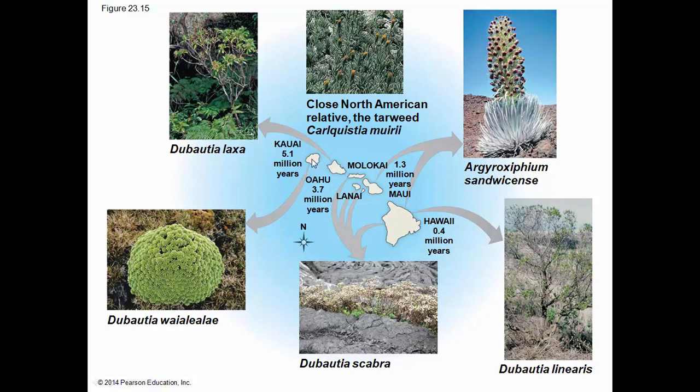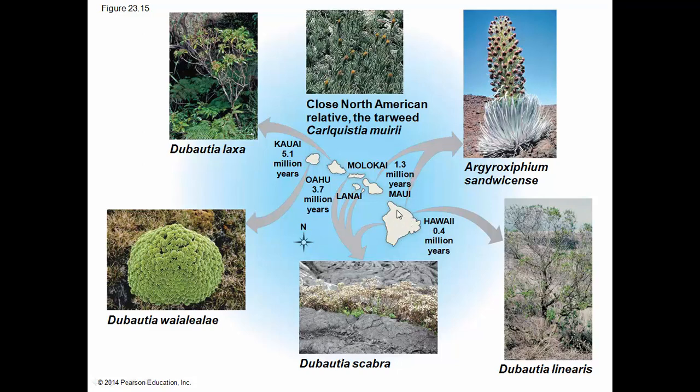So Dubautia waialealae is affiliated with Kauai Island, one of the furthest out islands, and then Dubautia laxa is affiliated with Molokai, and Dubautia scabra is more common in the other islands, and Dubautia linearis is affiliated with the Big Island of Hawaii.